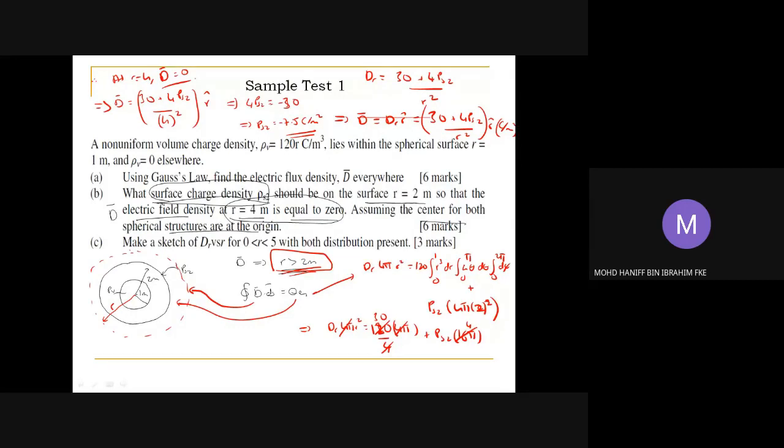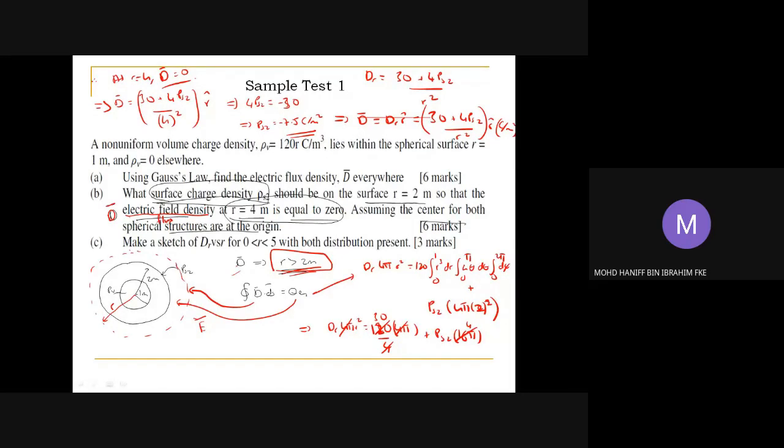Doctor, for r equal to 4, D is equal to 0, right? Correct. But in the question it says electric field. No, it's a density. Electric field density, sorry, not intensity. Density, this is D. E is electric field intensity. We also call this electric flux density, the same thing. Electric flux density and electric field density are the same thing.